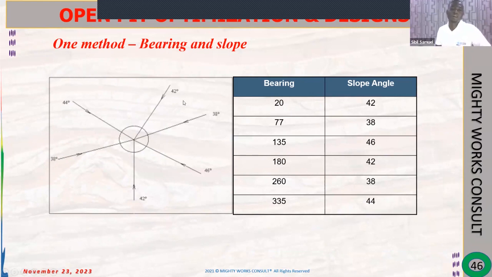Anyway, if a pit like this, let's say on a plan view, this is a pit, and you want to assign the various slope parameters. For a bearing of 20, measured from the true north to this, we are going to get 20, and that is the slope angle. From the true north to this, we give you 77. Then from the true north down to this place, we are going to have 135. So it goes in that order.